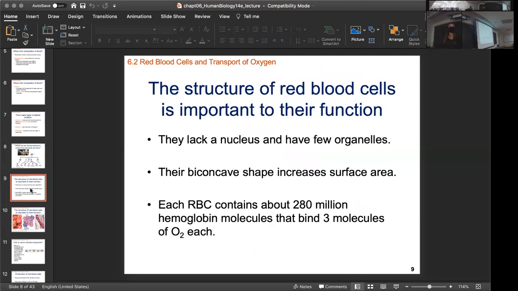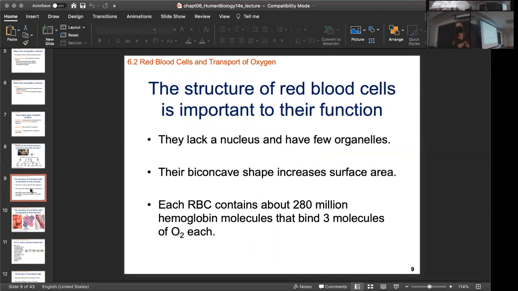So the question at the beginning on that Points to Ponder page asks why the structure and the function are related and important to red blood cells. Their structure, essentially, they don't have a nucleus. They do not have organelles. So they don't have a mitochondria. They don't have a Golgi apparatus or an endoplasmic reticulum.